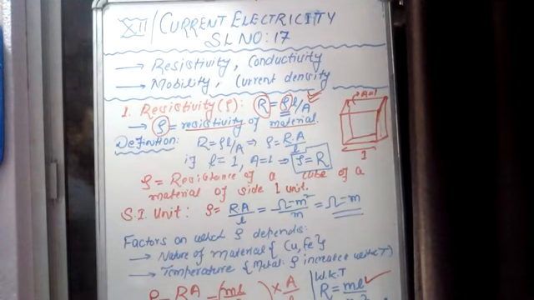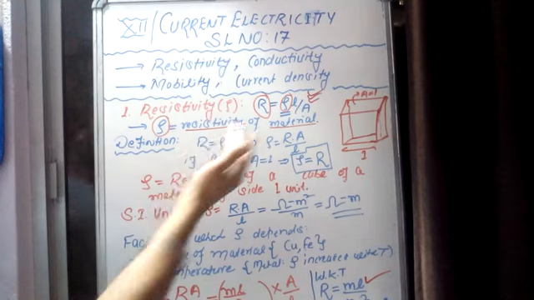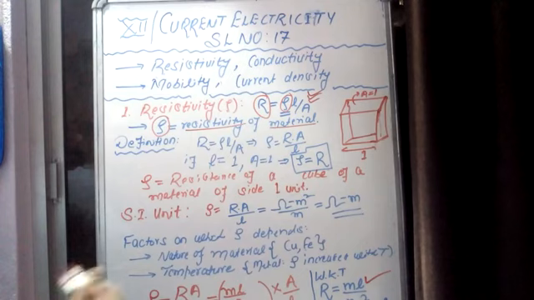So we can say that resistivity is a constant we are using in this formula. But actually this constant is a very important physical quantity associated with current electricity. Let's take its definition. How can we define resistivity?